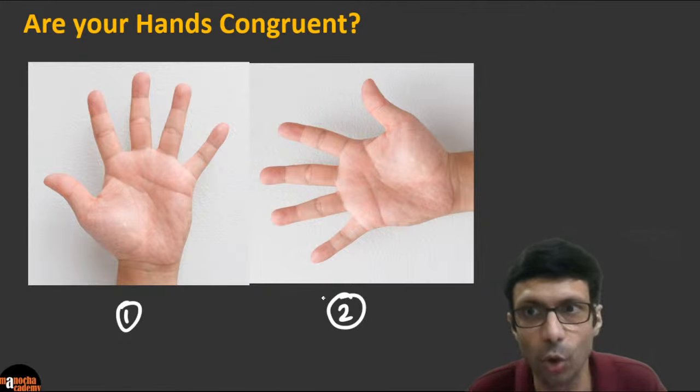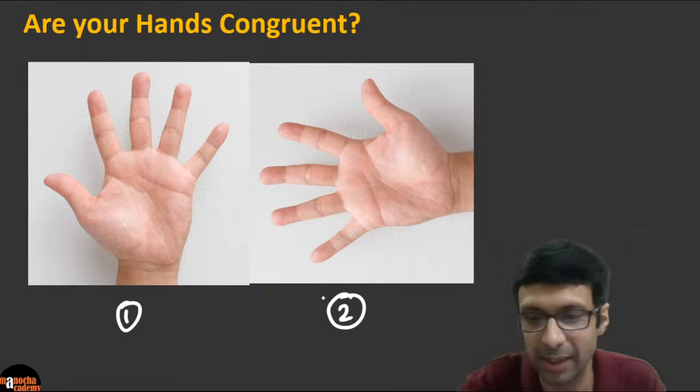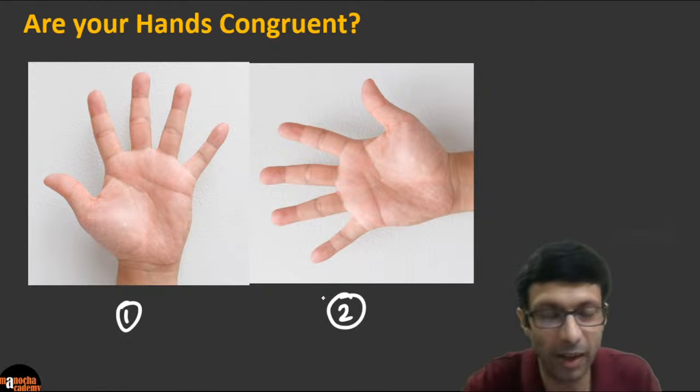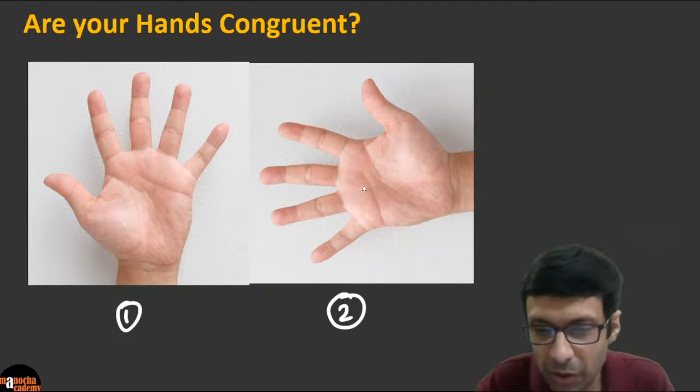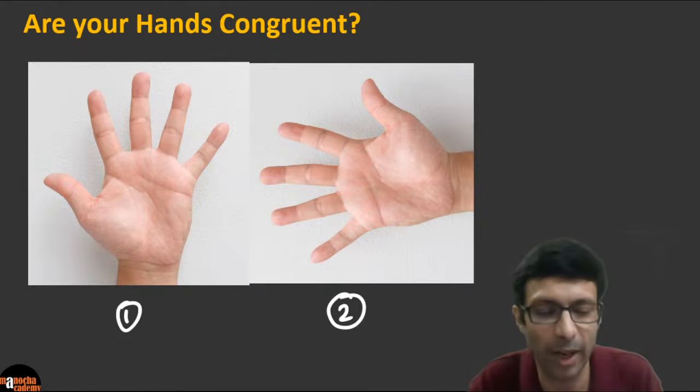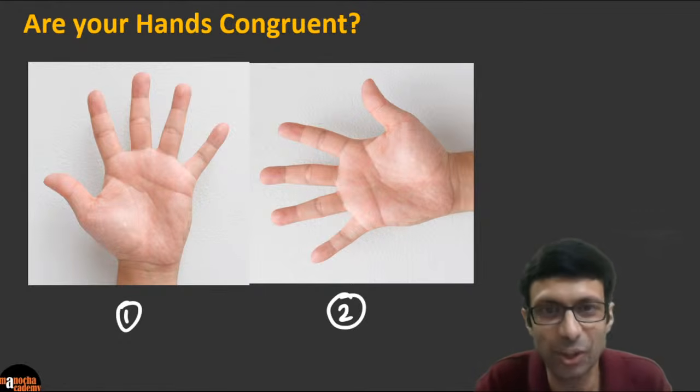Some of you are saying no now. Some of you are saying yes. What do you guys think? Are they congruent or not? Let's say that is your left hand, the number 1. This is your right hand, right? Okay. That's the interesting thing. What do you guys think here? Come on, I want everybody to try. Excellent. You guys are being very interactive. Are these hands congruent or not?